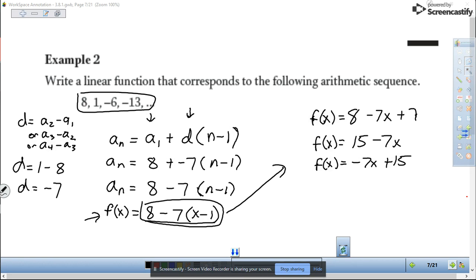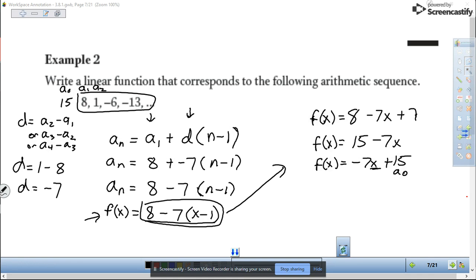And if you really think about it, if this is a1, then this is a2, well, what would our initial value be? What would our a0 be? Well, if I went 7 in the other direction, that should be 15. So this is actually a sub 0, which means I no longer need the x minus 1 here. I can just use x.